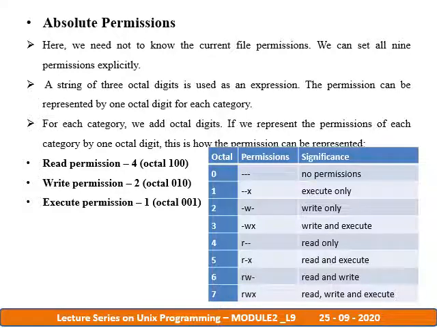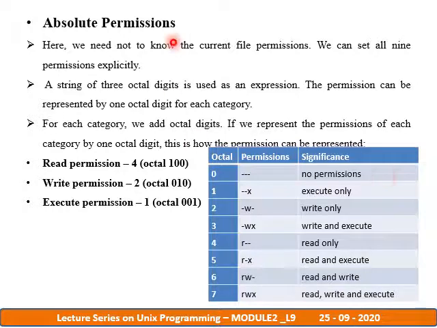Now let us move to the absolute permissions. Here we need not know about the current file permissions. We can set all nine permissions explicitly. Actually, there are totally nine permissions: rwx, rwx, rwx. So all nine permissions can be set explicitly, using a string of three octal digits.